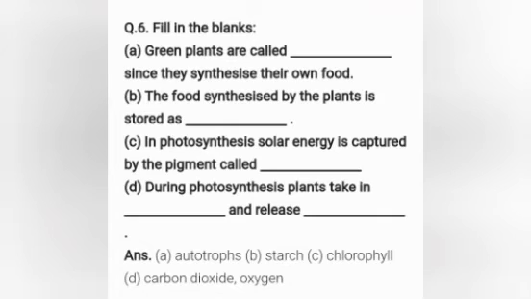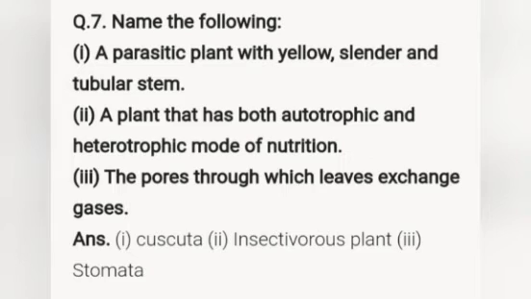Our seventh question is, name the following. First one, a parasitic plant with yellow, slender and tubular stem. A tubular stem is Cuscuta. Second, a plant that has both autotrophic and heterotrophic modes of nutrition is an insectivorous plant. Third one, the pores through which leaves exchange gases is stomata.